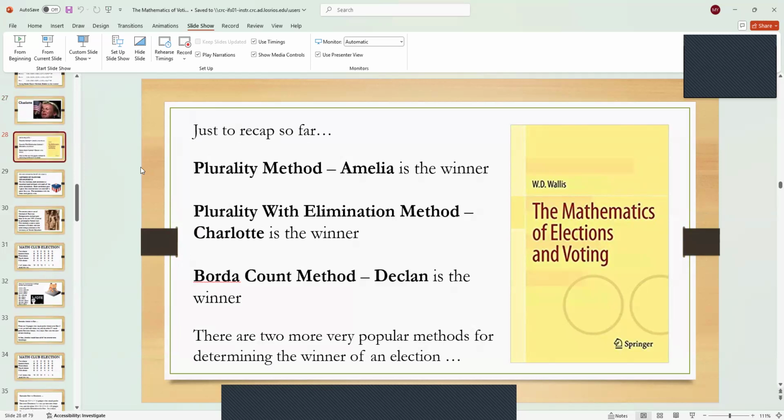voting methods. These are three different voting methods that are commonly used all over the world in all different types of elections. None of them are necessarily better than the others. They all have their pros and their cons. But we happen to get three different winners so far. Amelia has won, Charlotte has won, Declan has won. Amelia, Charlotte, and Declan all have valid arguments why they should be the winner. Remember, we're going to look at 5, so we have 2 more to go.